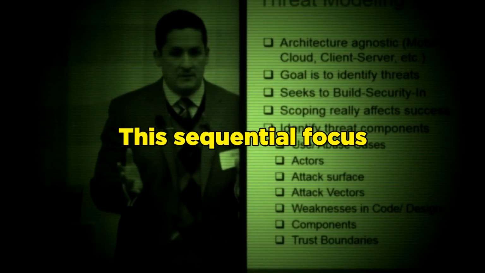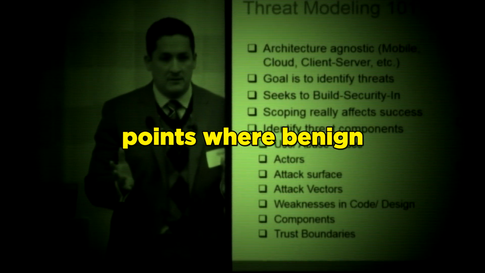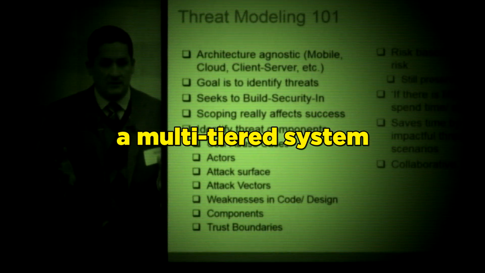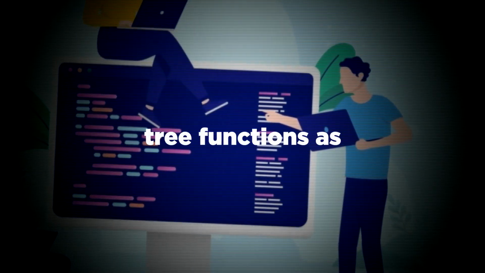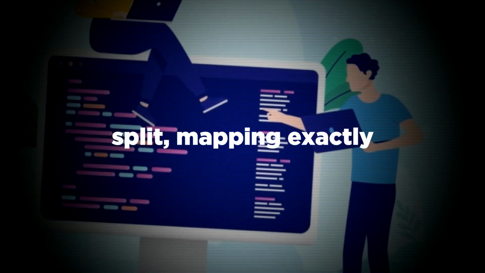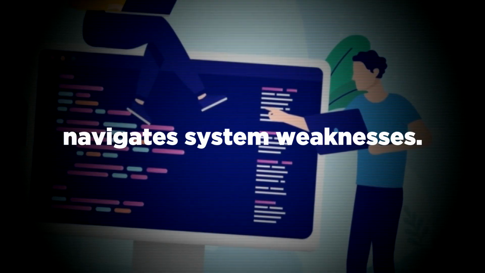This sequential focus exposes subtle transition points where benign user input becomes a multi-tiered system exploit. Each conditional node within an adversarial tree functions as a critical logic split, mapping exactly how an attacker navigates system weaknesses.